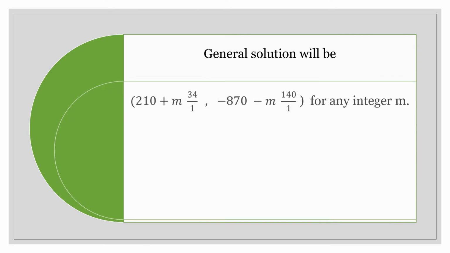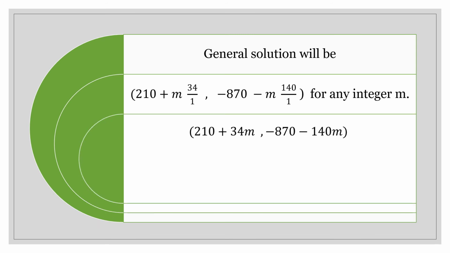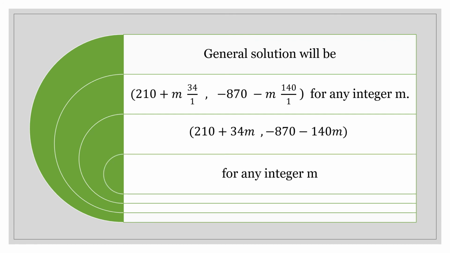So the general solution will be x star plus m b by d, y star minus m a by d. Since x star is 210, a is 141 and b is 34, we get 210 plus m times 34 by 1, since 1 is the value for d, as the x value. Negative 870 minus m times 141 by 1 will be the y value for any integer m. Or it is 210 plus 34m as my x, and negative 870 minus 141m as my y, where m is any integer.